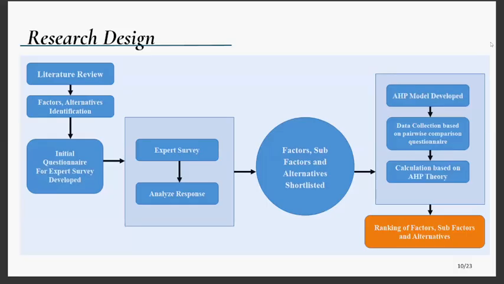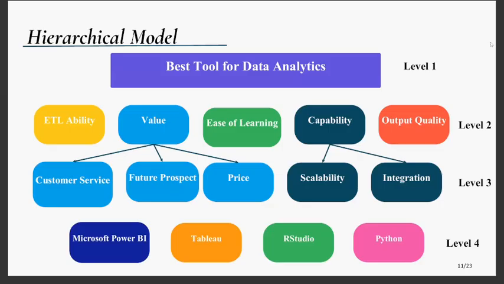So this is a diagram of my research design. We conducted a literature review with factors and alternatives identification and so forth. And this is the hierarchical model that we created based on our first literature review and expert validation.